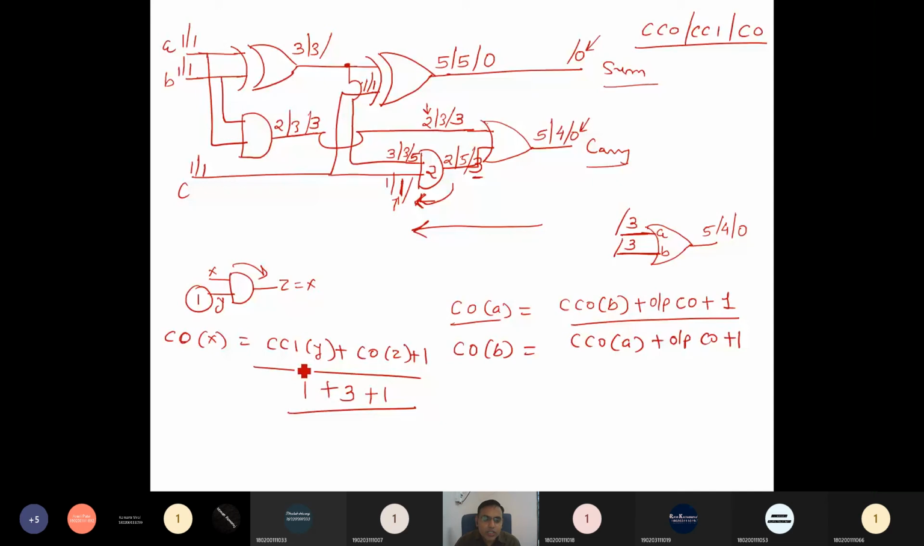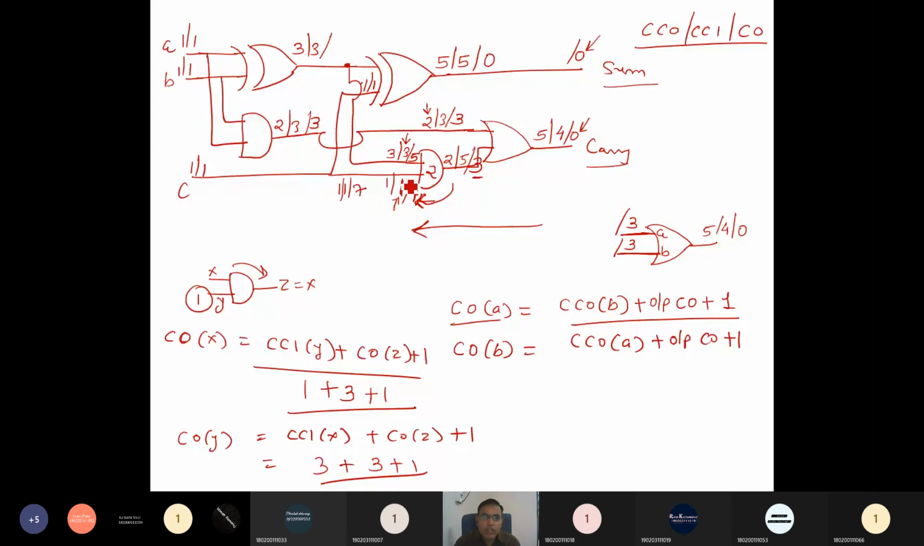Another input, CO of Y, is equal to CC1 of X plus CO of Z plus 1. CC1 of X value is 3. So 3 plus CO of Z, which is 3, plus 1. So it is 7. So here it will be 7. So this line is 1, 1, 7.